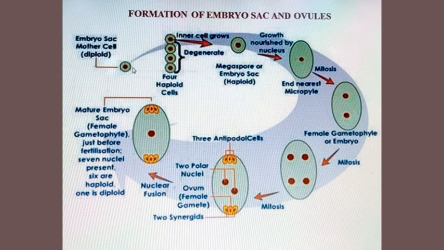This one is going to divide by mitosis to form 4 haploid cells.